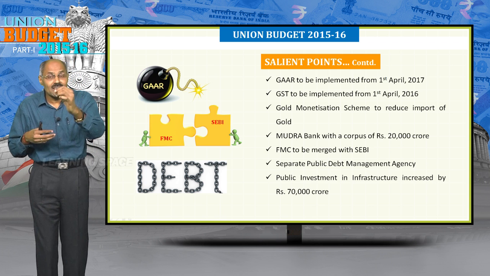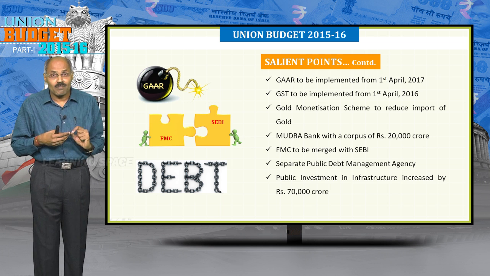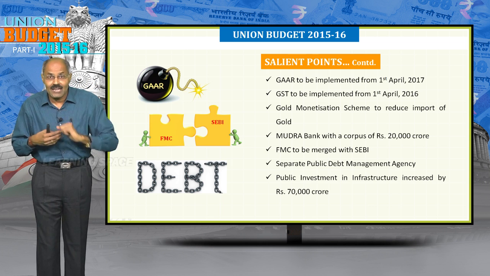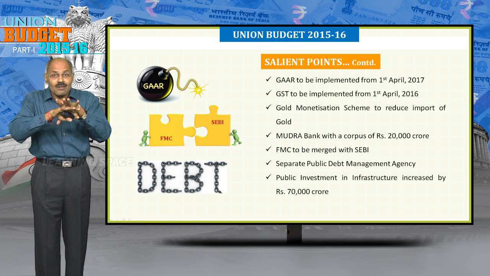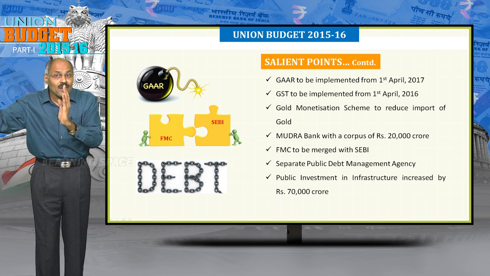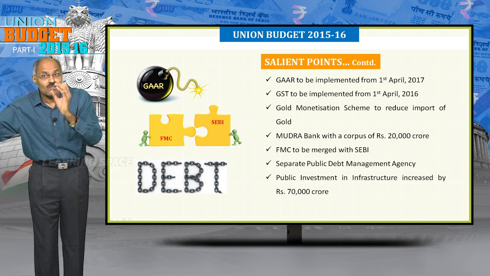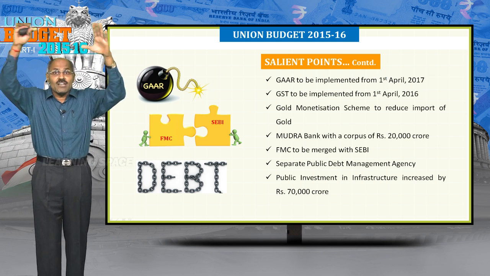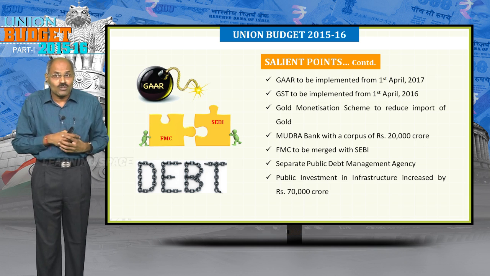But now the government decided general anti-avoidance rules will be implemented from 1st April 2017, because if it is implemented immediately, there is every possibility that capital flows may be reduced. Government does not want that to happen immediately, so it deferred the implementation of GAAR to 1st April 2017. Then GST, Goods and Services Tax, which will have a unified tax structure throughout the country, is proposed to be implemented from 1st April 2016.